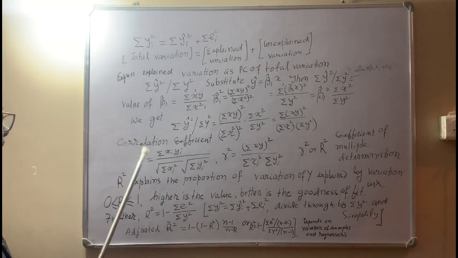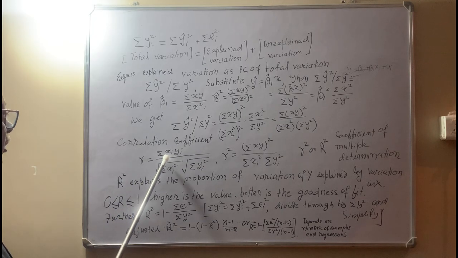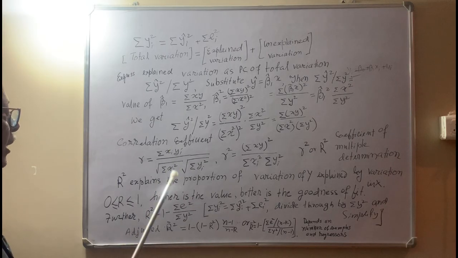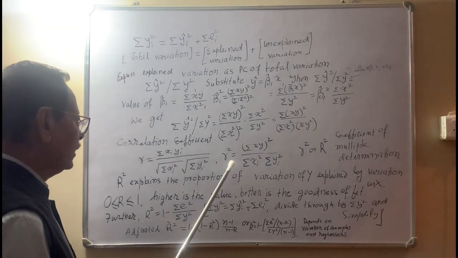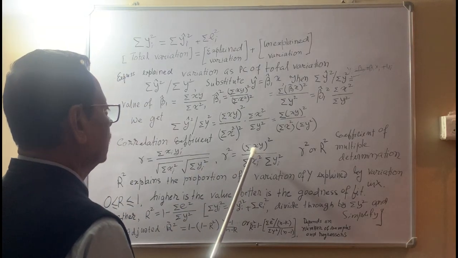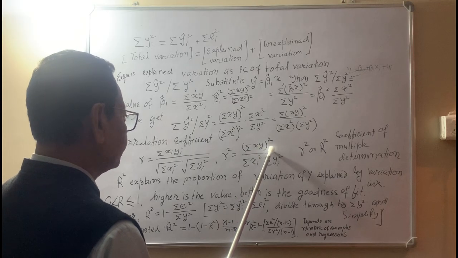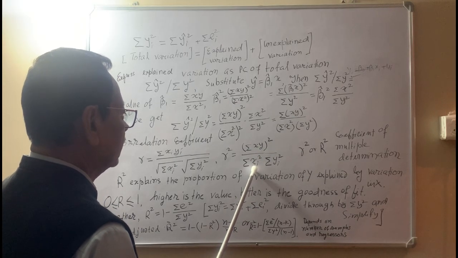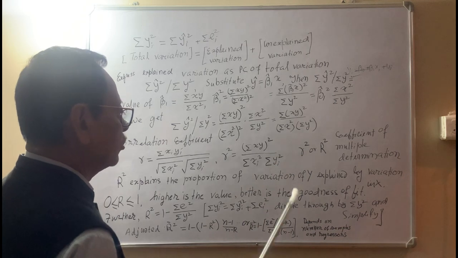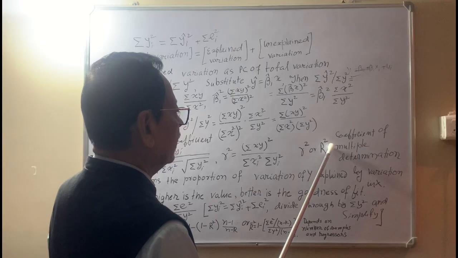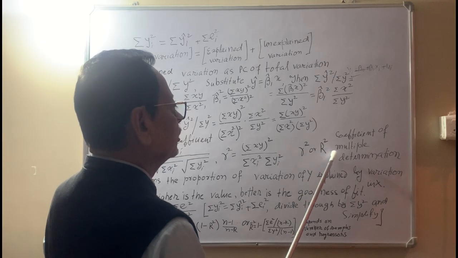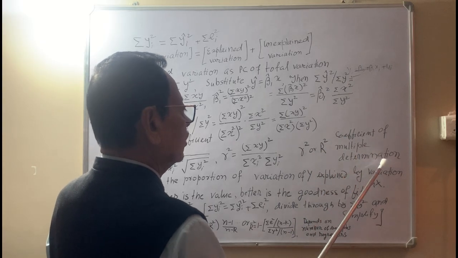Now the correlation coefficient R is equal to summation xi yi by under root of summation xi square into under root of summation yi square. So if we square it, it will be summation xy square by summation xi square into summation yi square, or R square, or capital R square. Generally we write it as capital R square. So this is the coefficient of multiple determination.